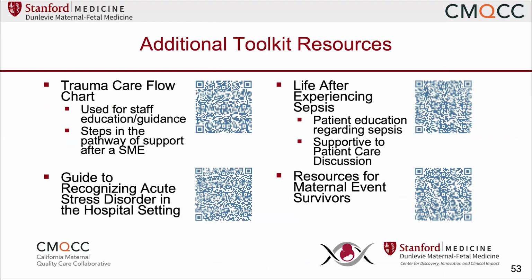These are additional toolkit resources. This was a short talk today, but there were lots and lots of resources, again, that were mostly designed by this patient care group. We've got the trauma care flow chart that's used for staff guidance and education. It really walks through that pathway. A guide to recognizing acute stress disorder in the hospital setting.